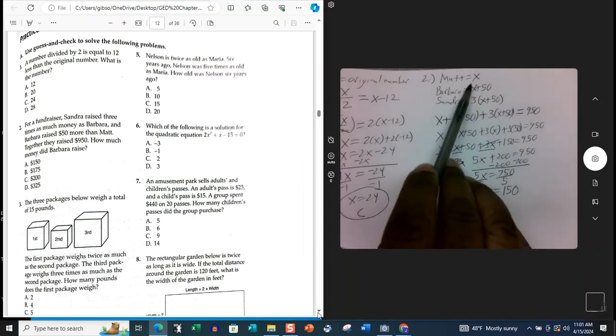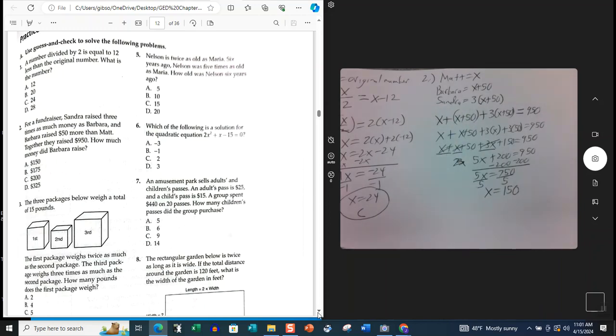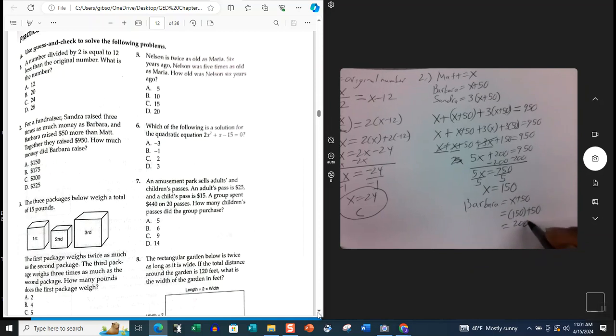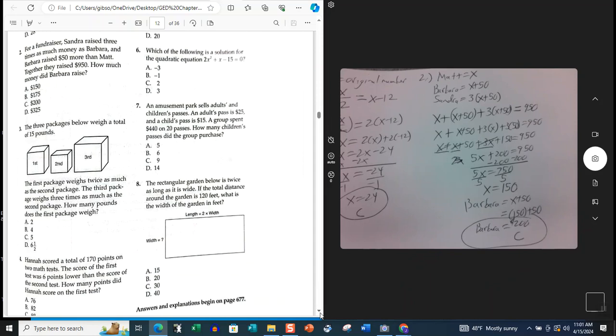Now remember, x is what Matt raised, but we're trying to find what Barbara raised. So we'll go to Barbara, which is x plus 50. So now we'll put in 150 for x, and then now we will have 200. So Barbara raised $200, which is C. All right, now we move on to problem number 3.